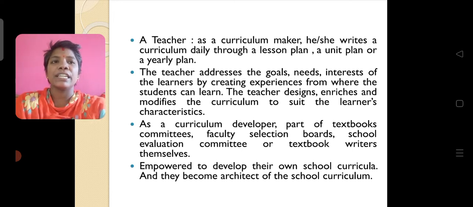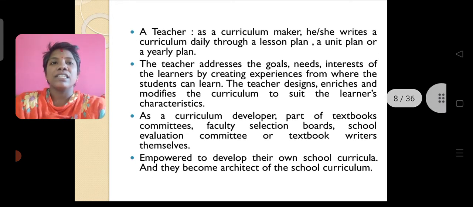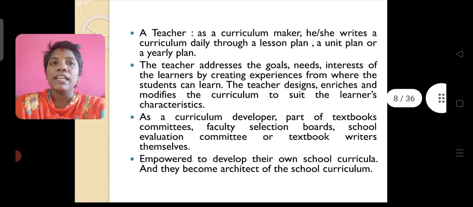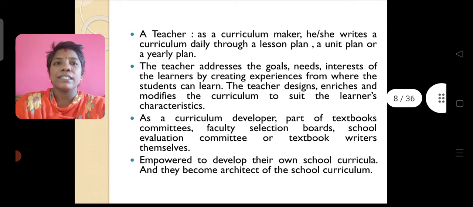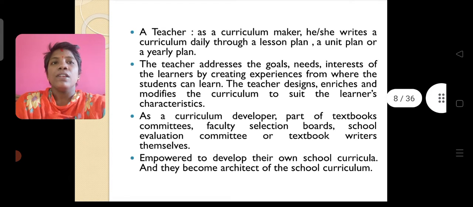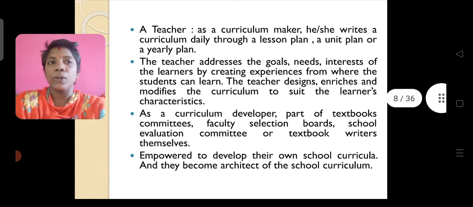A teacher addresses the goals, needs, and interests of learners by creating experiences where the students can learn. The teacher designs, enriches, and modifies the curriculum to suit the learners' characteristics. So a teacher's lesson plan, unit plan, or yearly plan should be based on their goals, needs, and interests, depending on the learners' needs.